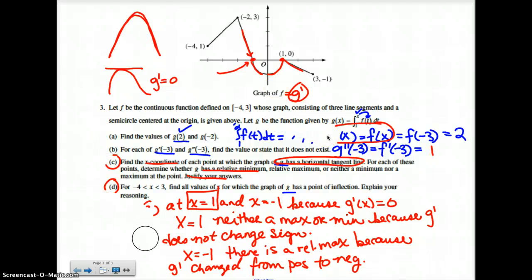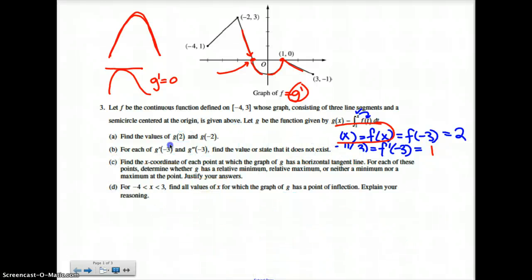Alright, and then for part D, we're looking for inflection points. Now, algebraically, when we're looking for inflection points, we do set the second derivative equal to 0, and then we do test to the left and test to the right. But graphically, the best explanation is just to look where the derivative changes from increasing to decreasing. Or you could say where the second derivative would change signs.